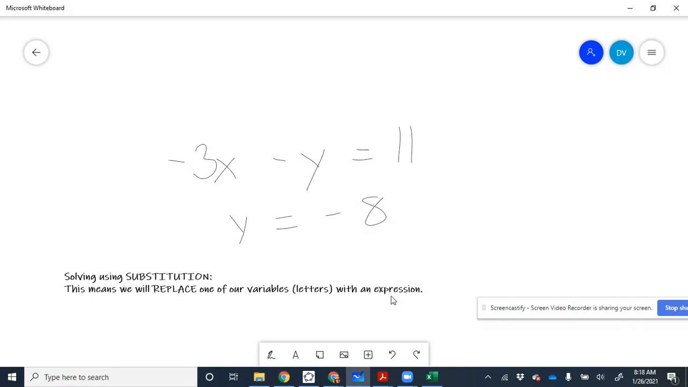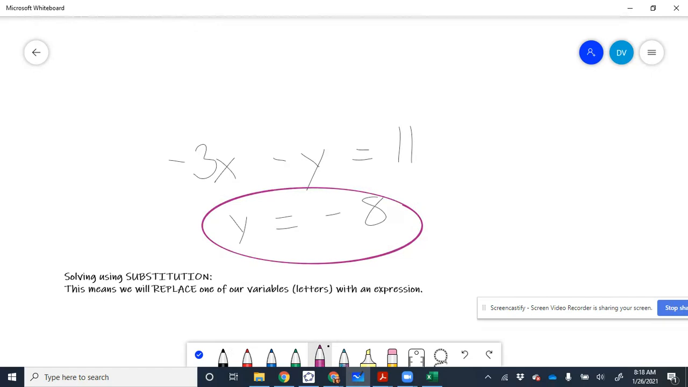So what we're going to do first is find a variable that's by itself. And if there isn't one, we'll make it by itself. In this problem, the variable that's by itself is right here in purple: y is equal to -8. And that means every time we see the letter y, we're going to replace it with a -8. That's the key word, replace.